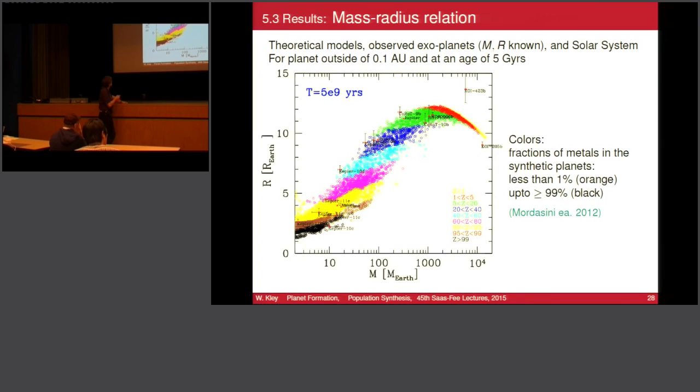And then if you do this, you can compare the amount of solids that you have at some location with the observed planet, and try to infer what the major constituents of the planet will be: whether the planets are solid down here, or more gaseous up here. And some planets, of course, stick out.